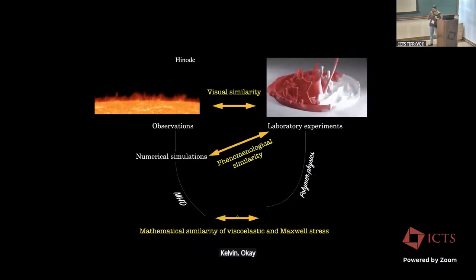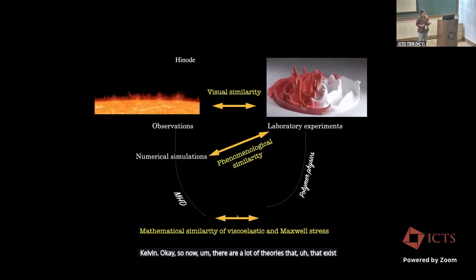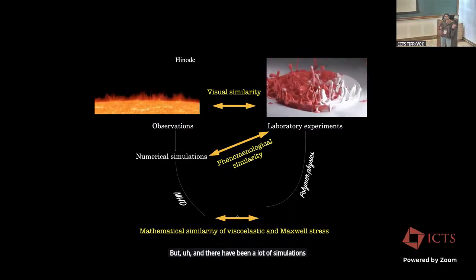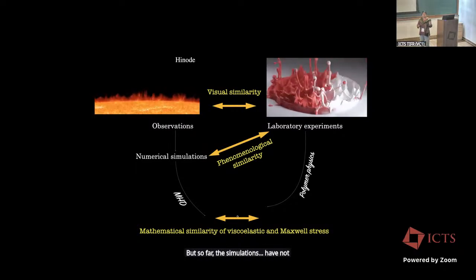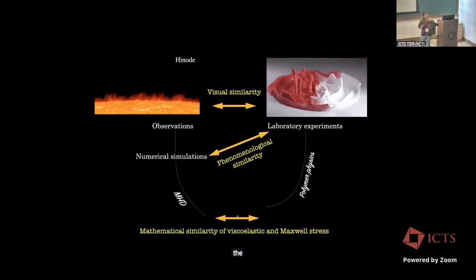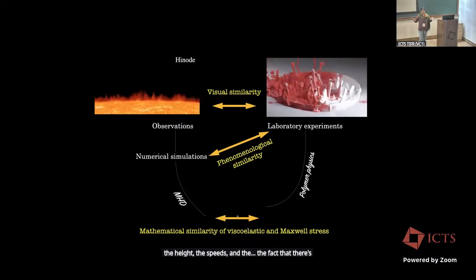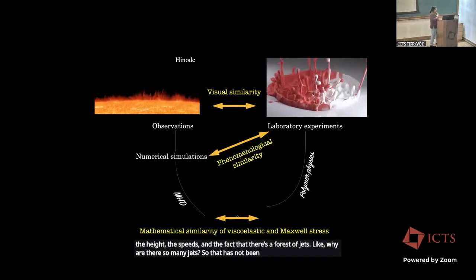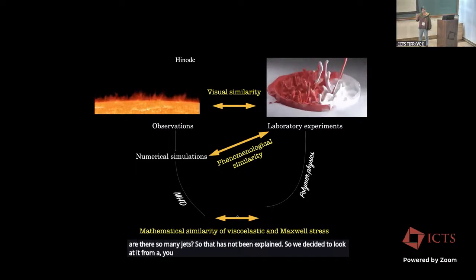Okay, so now there are a lot of theories that exist, and there have been a lot of simulations also, but so far the simulations have not quantitatively explained the heights, the speeds, and the fact that there's a forest of jets. Like, why are there so many jets? So that has not been explained. So we decided to look at it from a different point of view.